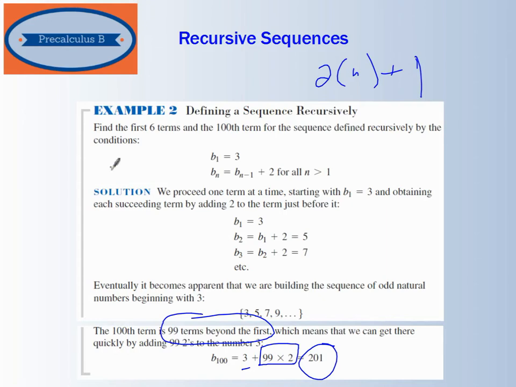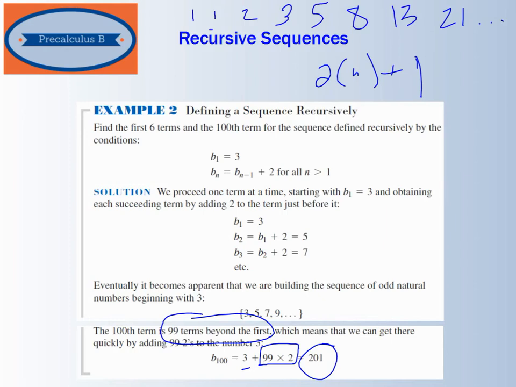A few other sequences where you may see a recursive definition would be, for example, the Fibonacci sequence. It's 1, 1, all right, and then every term after that is going to be the sum of the previous terms. So it goes 1, 1, 2, because 1 plus 1 is 2. 1 plus 2 is 3, 2 plus 3 is 5, 3 plus 5 is 8, 5 plus 8 is 13, 8 plus 13 is 21, and so on.